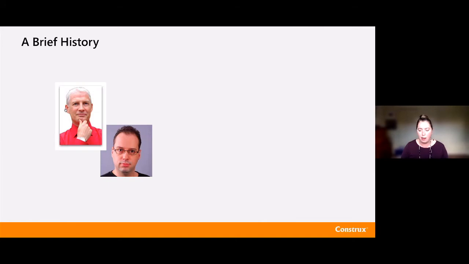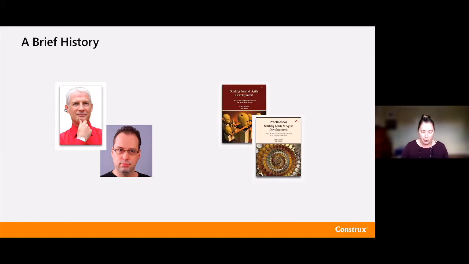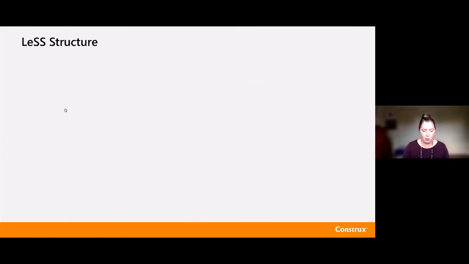late 2000s. They wrote a couple books, and you can go see the evolution of LeSS by looking at these books, and then eventually codified all of this in a website, less.works, that has what I cover and much, much more. I see LeSS more in Europe than I see it in the US, but I certainly have seen people using it in the US.